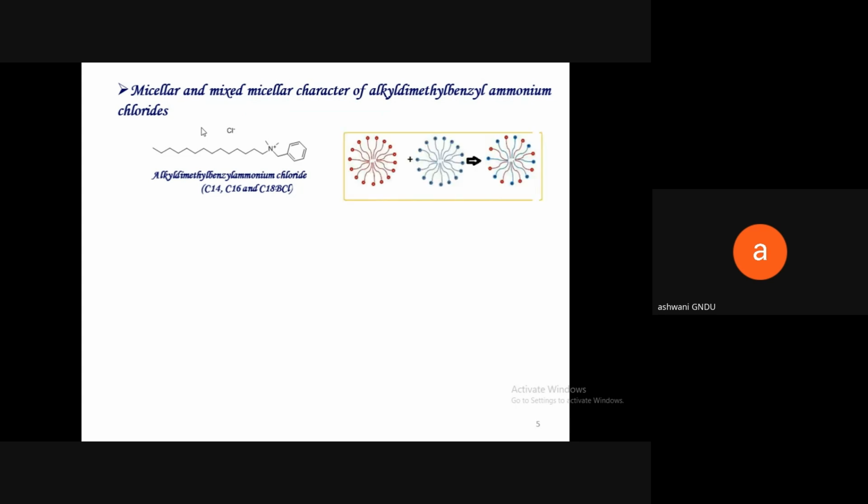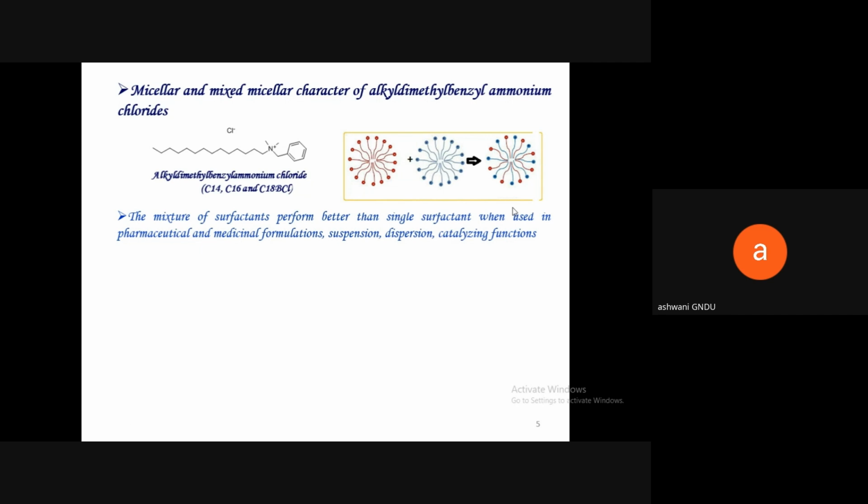The next topic which we have studied is the mixed micellization of two different types of surfactants. These are the two different types of surfactants which we have chosen. All are cationic surfactants, and this is how they interact. One type of surfactant interacts with another to form a mixed micelle. A mixed micelle means a mixture of the two surfactants which aggregate.